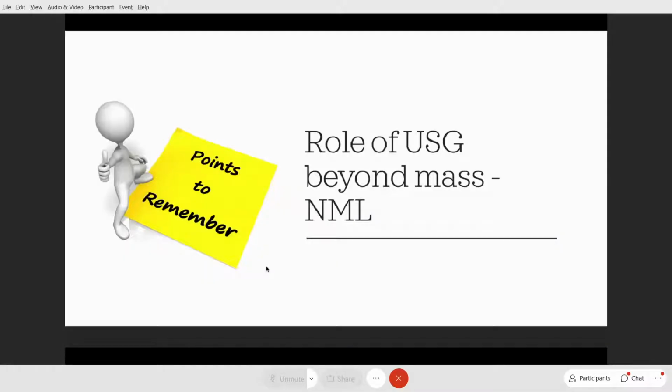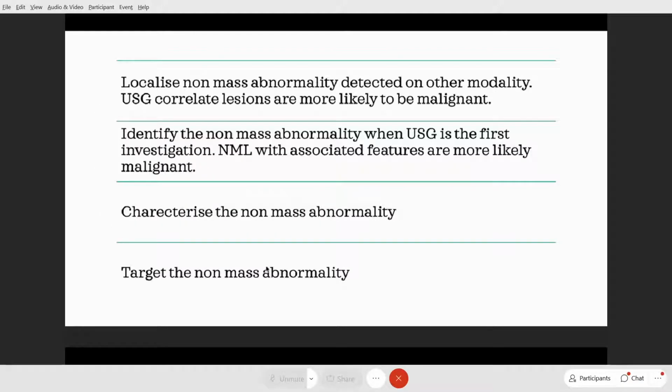So, to summarize, what is the role of ultrasound beyond masses in evaluation of non mass lesions? You can localize non mass abnormality detected by other modality. Ultrasound correlate lesions are more likely to be malignant. You need to identify the non mass abnormalities. You need to be aware of this term, and you need to pick up an abnormality, especially when we do ultrasound as a first investigation.